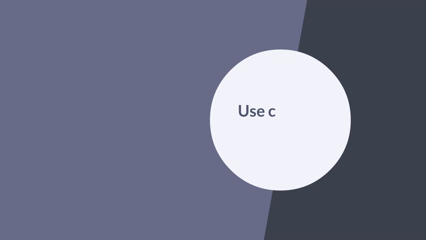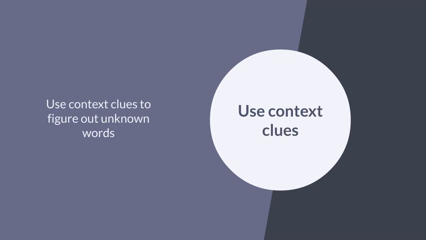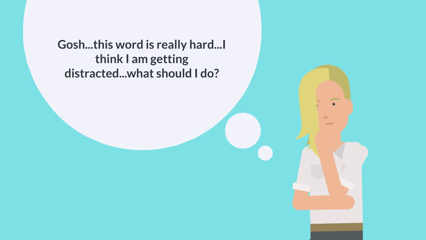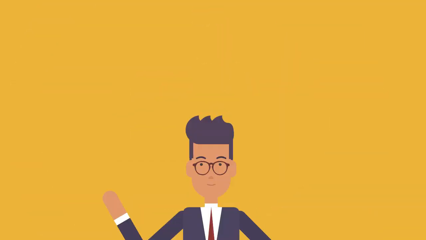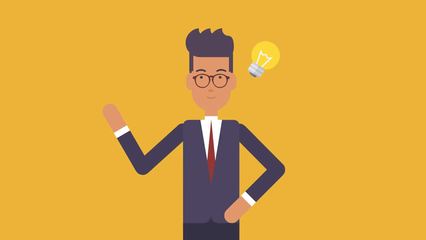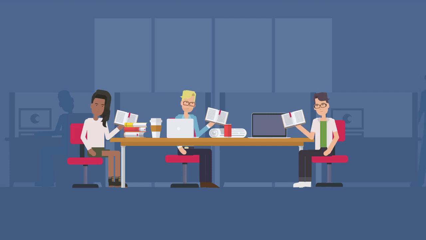The third strategy is using context clues to figure out unknown words. Often big words or hard words can get in the way of comprehending what you are reading, so using context clues helps to better understand what the author is trying to communicate. As previously stated, summarizing as you go is one of the key ways to determine the main idea.